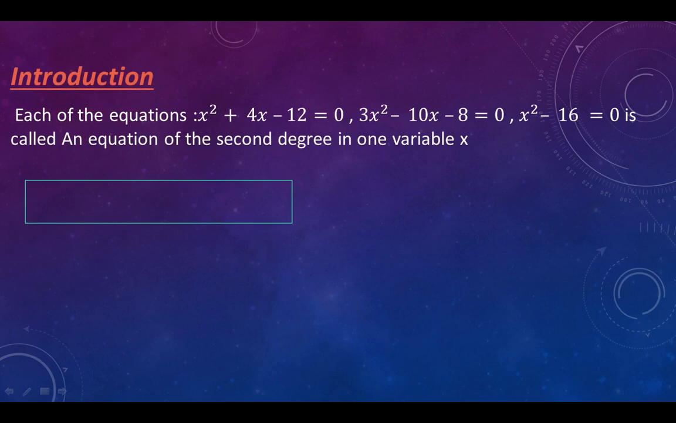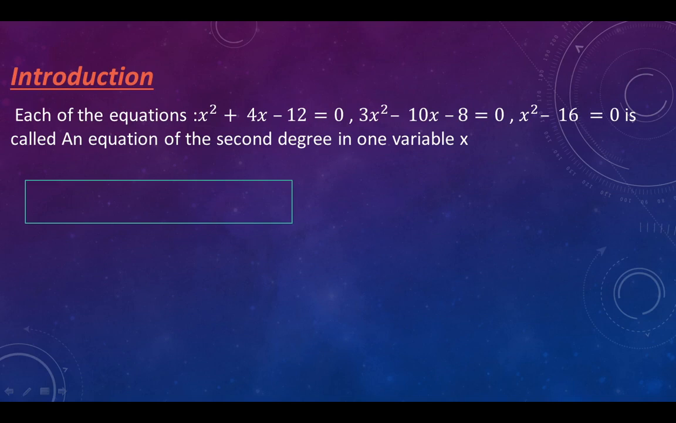Introduction. Each of the equations x power 2 plus 4x minus 12 equals 0, 3x power of 2 minus 10x minus 8 equals 0, x power of 2 minus 16 equals 0 is called an equation of the second degree in one variable. This is an equation of second degree because we have x power of 2, and in one variable x because the only unknown here is x.